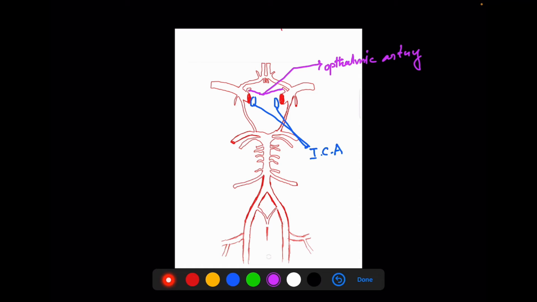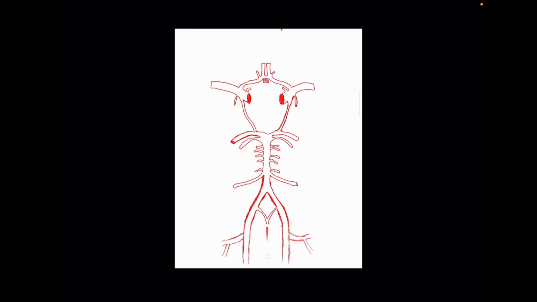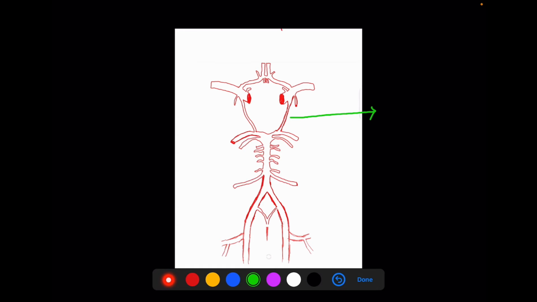Now we can see a big branch here, this one. This is called middle cerebral artery. Middle cerebral artery, right?